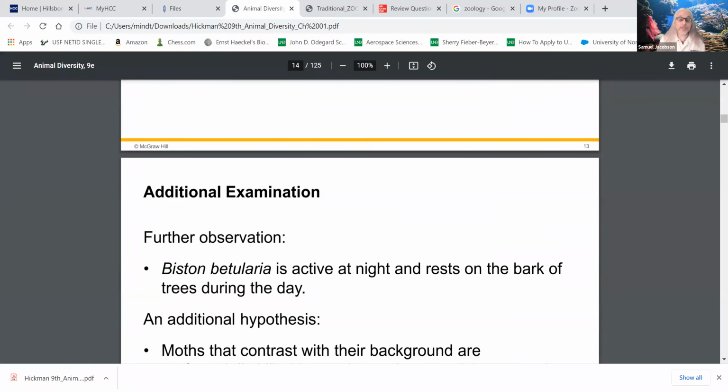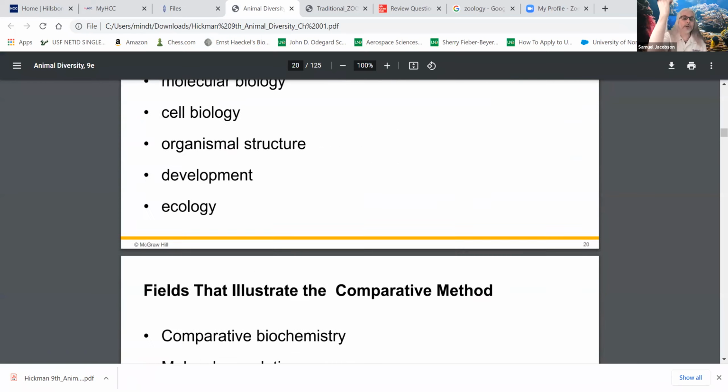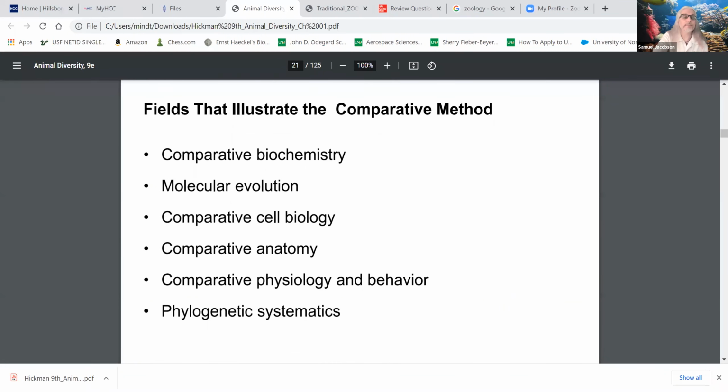It's that simple. You do not need to send me an email saying, what do I need to know for the test? If it's in this chapter and therefore it's in these PowerPoint notes, you need to know it. It's that simple.